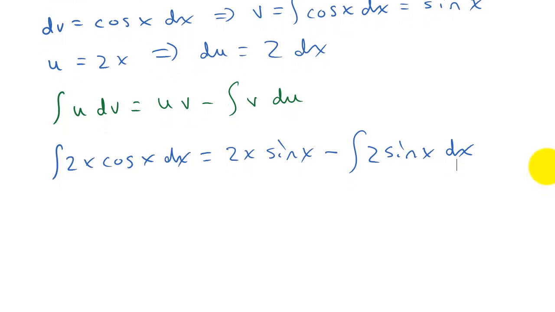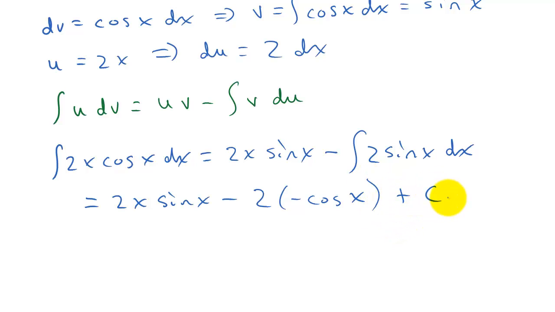Now we've got 2x sine x minus, and then I can integrate this. So the antiderivative of sine x, I'm going to get 2, and the antiderivative of sine x is negative cosine x plus c. And so this is going to be 2x sine x, and then the minus and the minus, that's plus 2 cosine x plus c.